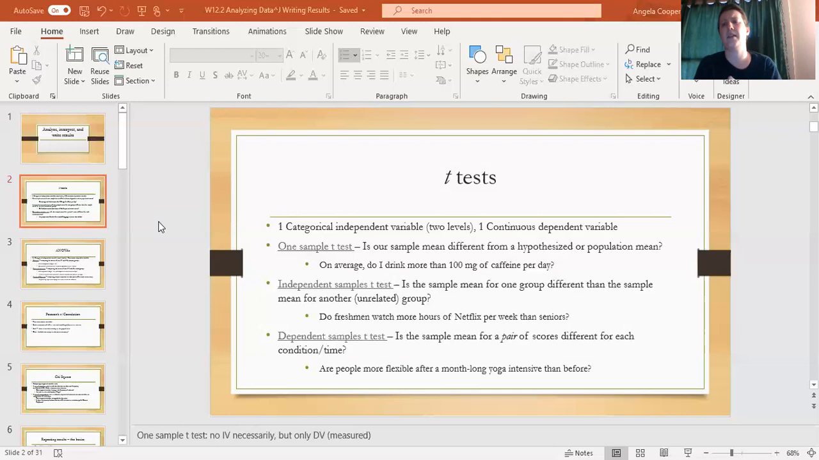So the next two, independent and dependent samples t-tests, this is more so what we're working with in our class. So this could be, is the sample mean for one group different than the sample mean for another? If you are going to be conducting an independent samples t-test, your sample means are just the means of your two conditions of your dependent variable, typically measured quantitatively, continuously.